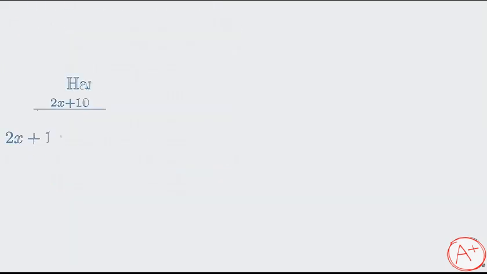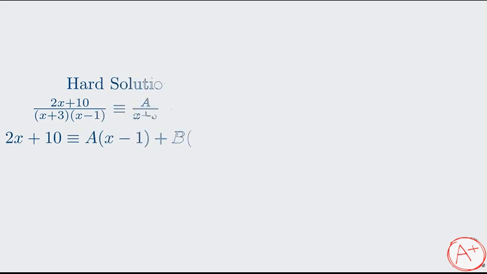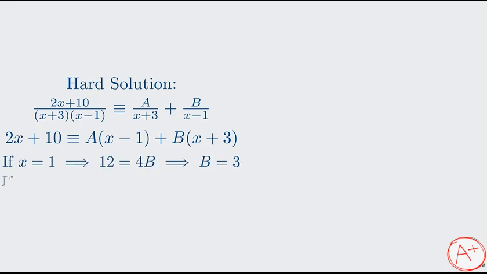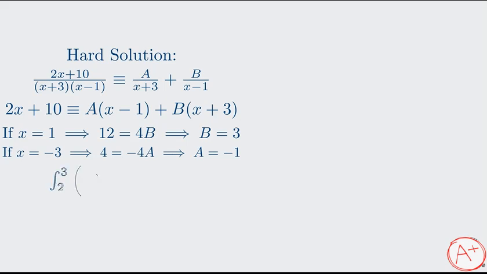For the hard question, we factorize the denominator. Let x equals 1, 12 equals 4b, so b equals 3. Let x equals -3, 4 equals -4a, so a equals -1. We now evaluate the integral from 2 to 3 of 3 over x minus 1 minus 1 over x plus 3 with respect to x.